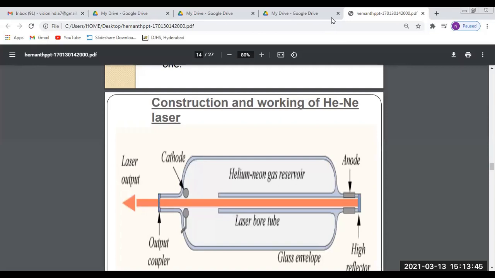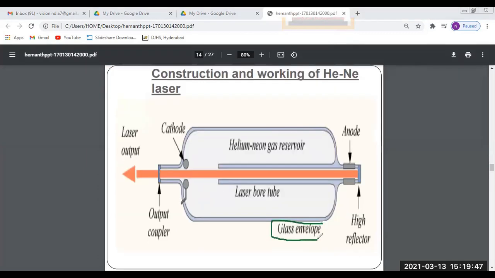Let us see the video of how this laser is made up. You can see a glass envelope, which shows the helium neon laser mixture. In the helium neon mixture, 10 parts of helium and 1 part of neon are taken inside a discharge tube, right?